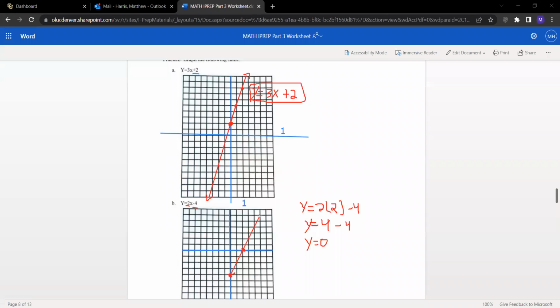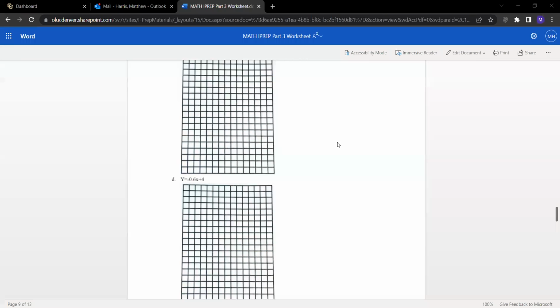All we have to do is just connect our dots. And there we go. We have graphed our second line. Let's go ahead and move on and try a couple more.